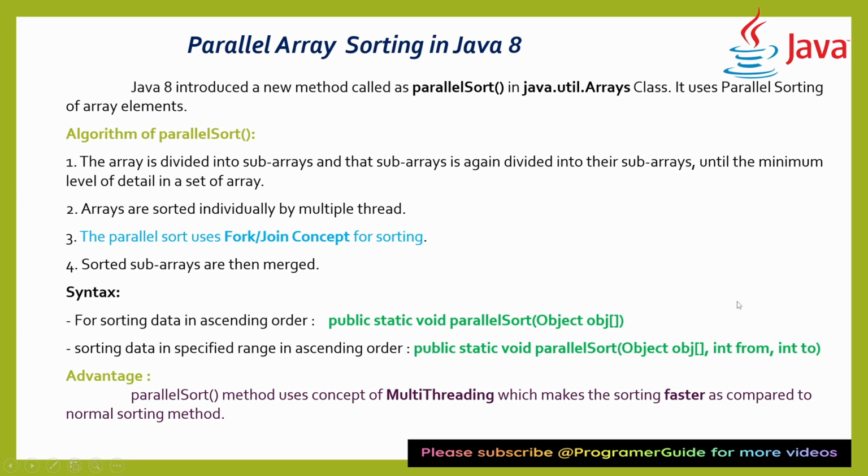There are many methods, for integer, float, double, and other data types. I have considered the object version as one of the methods, for sorting the data in ascending order: public static void parallelSort(Object[] array). For sorting a specific range, say there are 10 elements in the array and you want to sort only up to 6 and ignore the rest, you can use parallelSort(Object[] array, int from, int to). The main advantage of parallel array sort is that the parallelSort method uses multi-threading, which makes sorting faster compared to the normal sorting method.